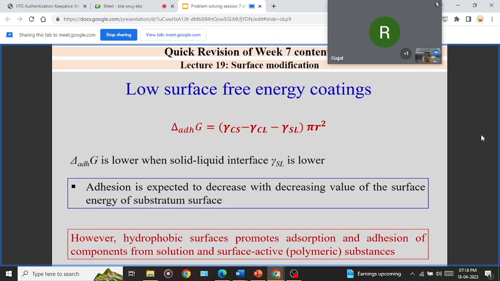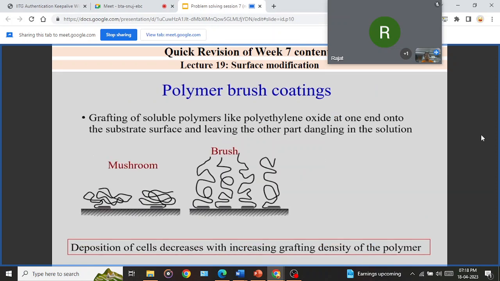Adhesion is expected to decrease with the decreasing value of the surface energy of the substratum surface. However, hydrophilic surfaces also promote adsorption and adhesion of the components from the solution and surface active substances. So we want the surface to be hydrophobic in nature instead of hydrophilic, right? Apart from these low surface free energy coatings, we can also go for polymer brush coatings.